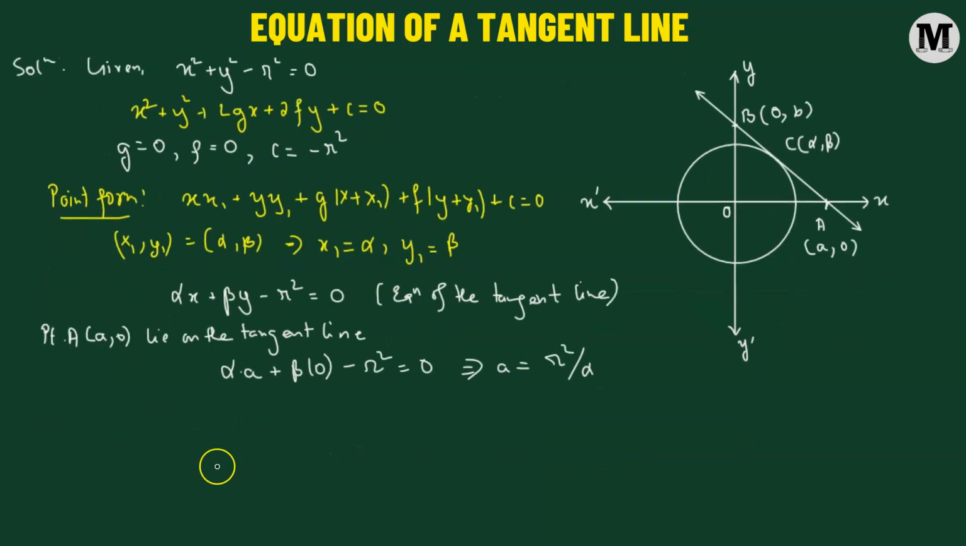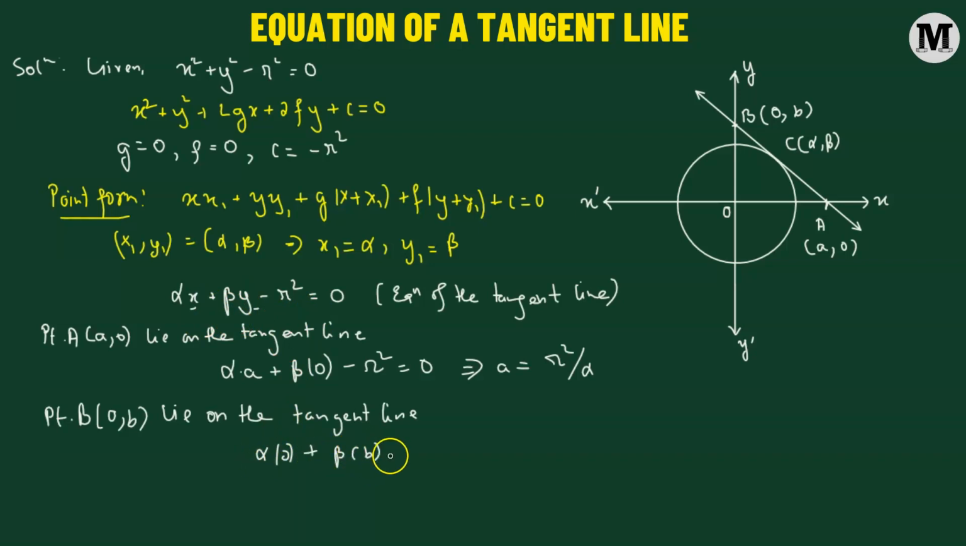Similarly, point B lies on the same tangent line and has coordinates 0 comma b. So it also satisfies the equation of the tangent line, meaning we can replace x with 0 and y with b. We get alpha times 0 plus beta times b minus r squared equals 0. This helps us obtain the value of b, so b comes out as r squared over beta.